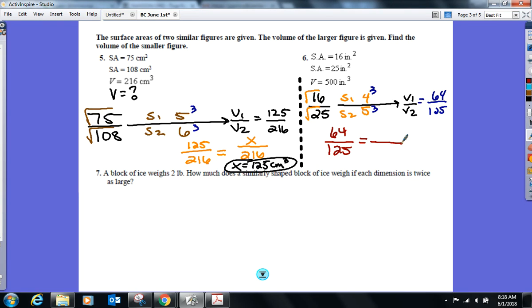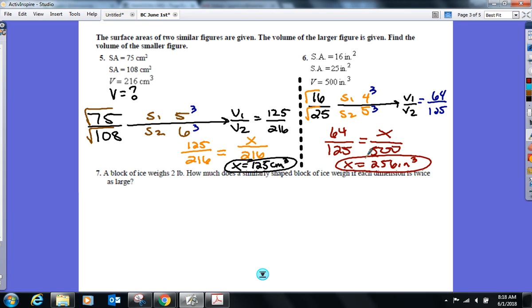Is this 500 the volume of the larger or the smaller one? The larger one. The larger, so where should it go? Across from where? Oh, it should go on the bottom. Yep. And now I'm looking for the smaller one, and we're looking at 256 cubic inches. Are we okay here? If it asks for surface area, find the ratio first. If it asks for volume, find that ratio first.